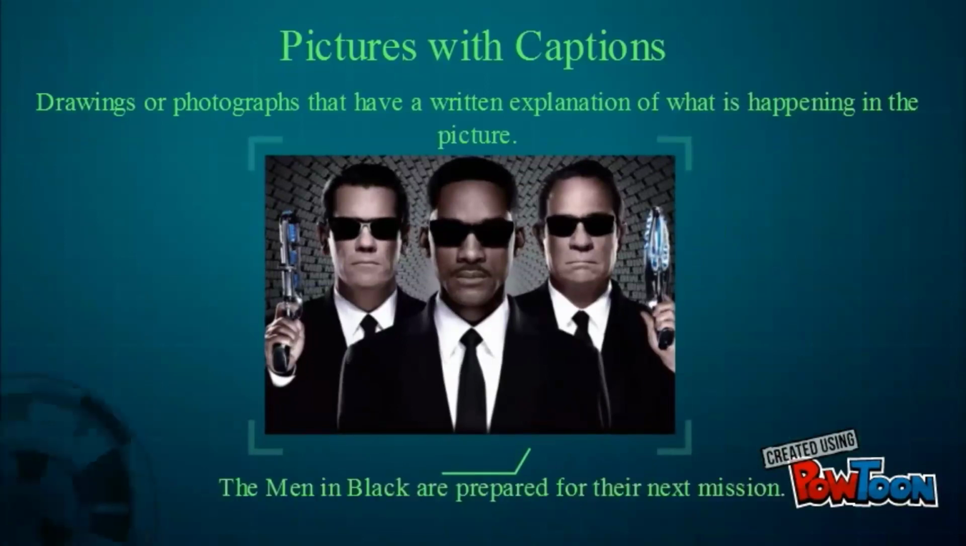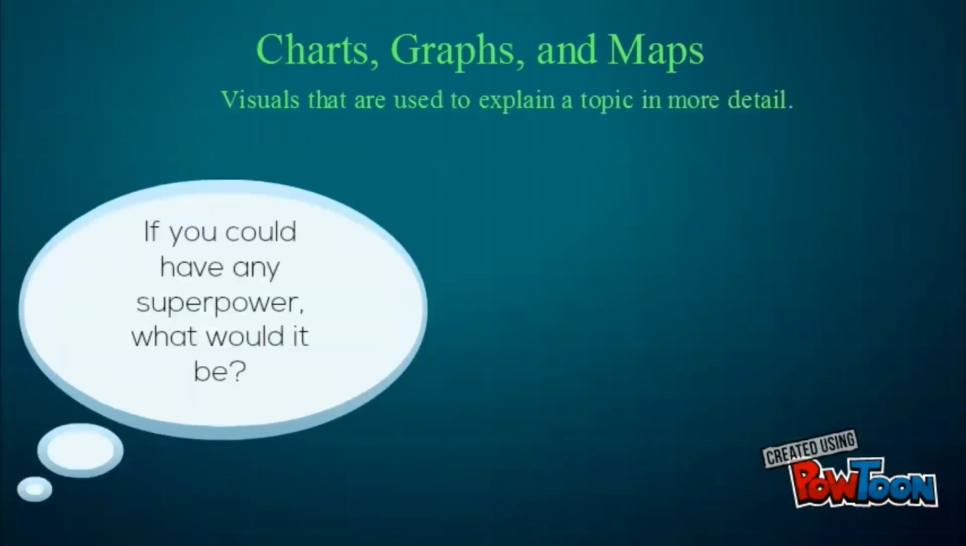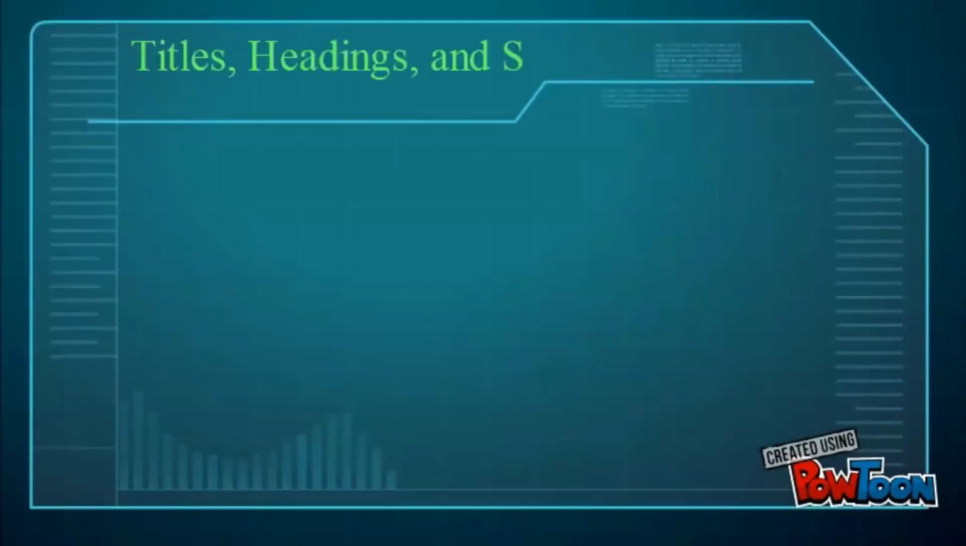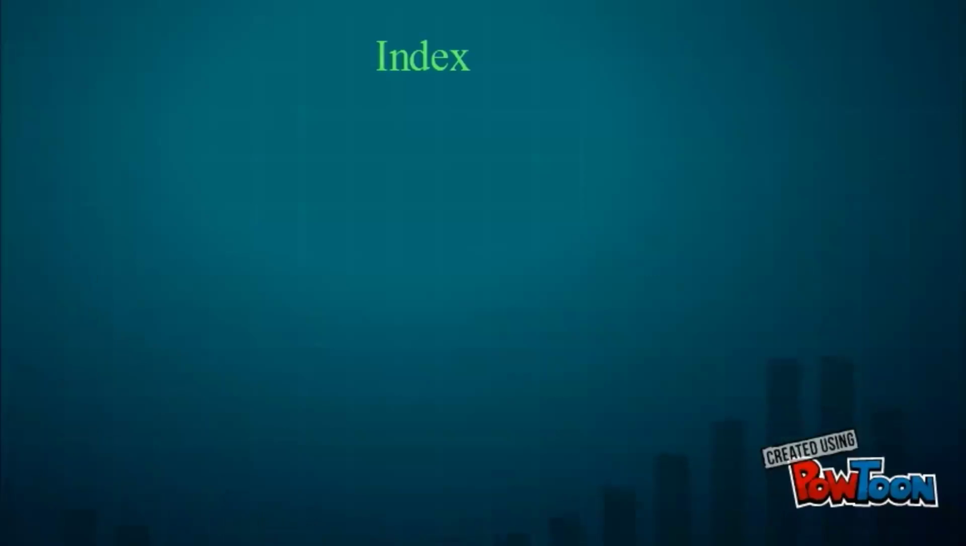So here, the Men in Black are prepared for the next mission. I just kind of explain it because sometimes it's obvious, but other times it's not so obvious. Charts, graphs, and maps are visuals that are used to explain a topic in more detail. A lot of times visuals are easier for us to understand than a bunch of numbers are. Titles, headings, and subheadings are located before you read a chapter or a section. They provide clues to the information you're getting ready to read. They'll also be distributed throughout that chapter.